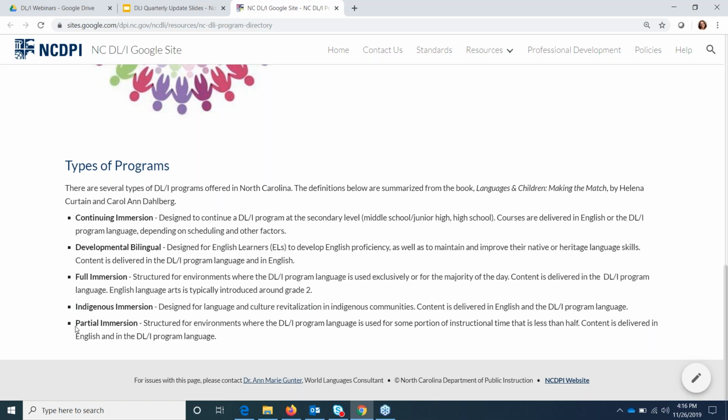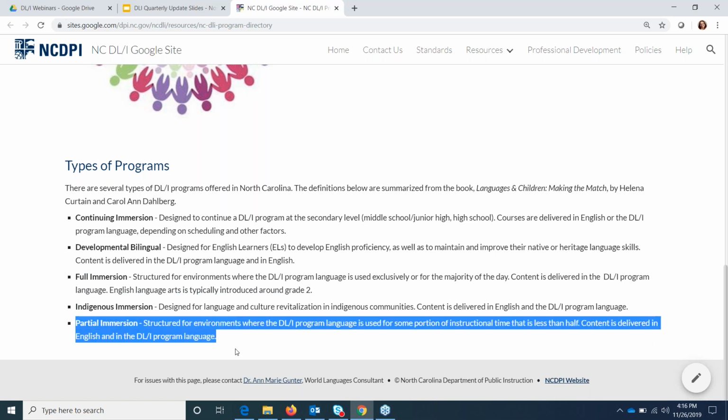Next up, for the most popular, particularly amongst elementary programs, is partial immersion. And this is obviously similar to full immersion, but in partial immersion, students are in an environment where the DLI program language is used for some portion of the instructional time that's less than half of the day. Partial immersion often happens as students get into the upper elementary grades, like 4th and 5th grade, and certainly into secondary level, although we have a slightly different terminology we use for secondary programs. So full immersion and partial immersion are the most common types of programs in North Carolina for elementary.